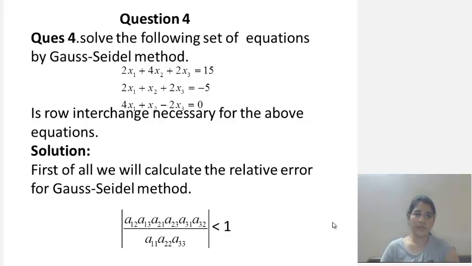First of all, we will calculate the relative error for the Gauss-Seidel method. Relative error is calculated to detect whether we are converging towards the correct answer or diverging from it. If the relative error is less than 1, we assume that we are converging towards the correct answer. But if the relative error is greater than 1, we are diverging from the correct answer. Here the relative error is given by a12 into a13 into a21 into a23 into a31 into a32 upon a11 into a22 into a33. Conclusively, the product of non-diagonal elements upon the product of diagonal elements. This is our relative error for the Gauss-Seidel method.